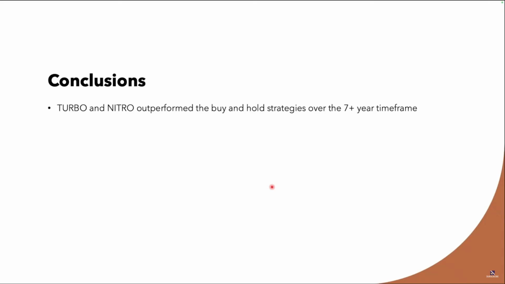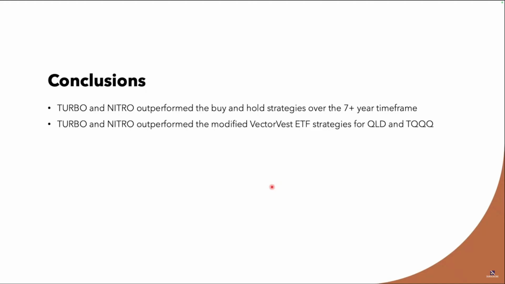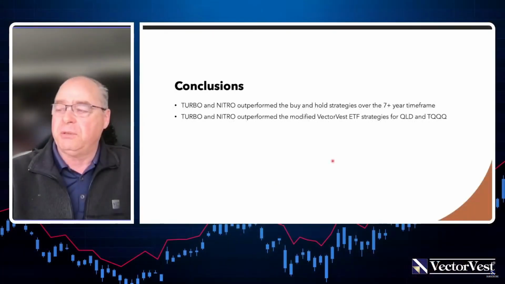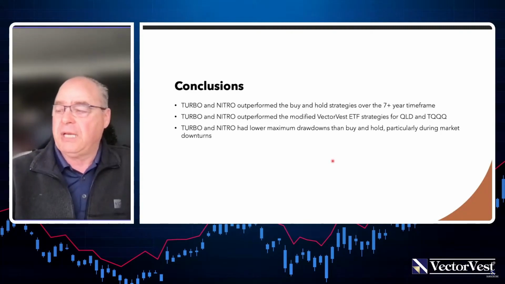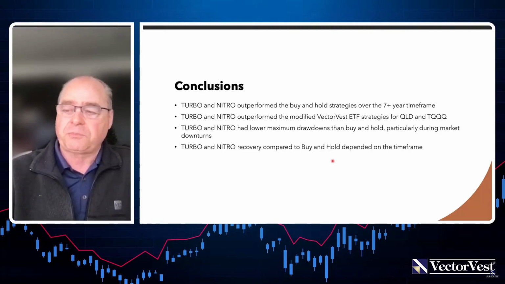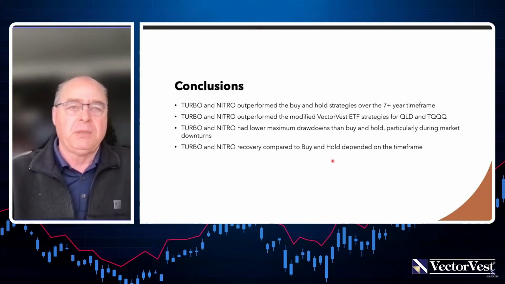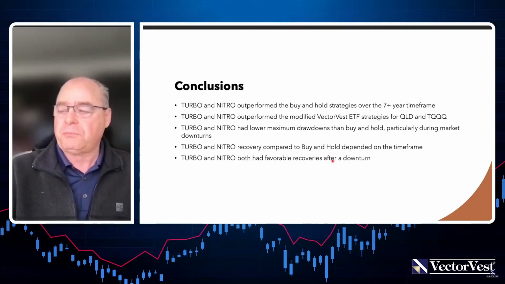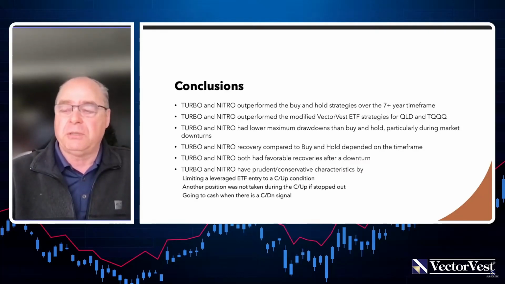So what I've got is, Turbo and Nitro outperformed over the 7 years. Didn't always outperform buy and hold, but it did well against the QLD and TQQQ ETF strategy. It had lower maximum drawdowns, obviously, especially during the downturns. And like I said, the buy and hold just depended on the time frame, but over time, it certainly performed better. And the recoveries were really good after the downturn.